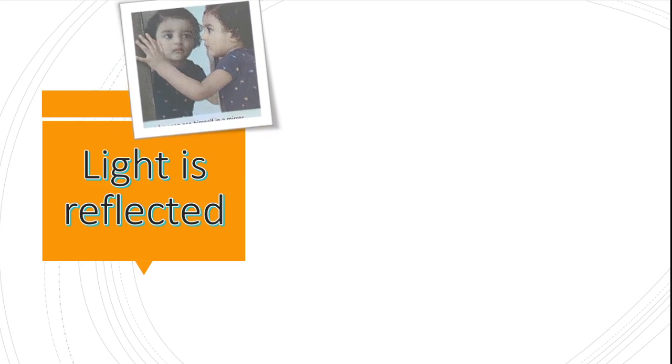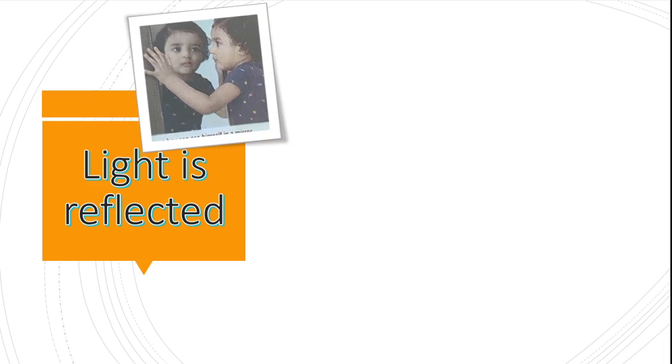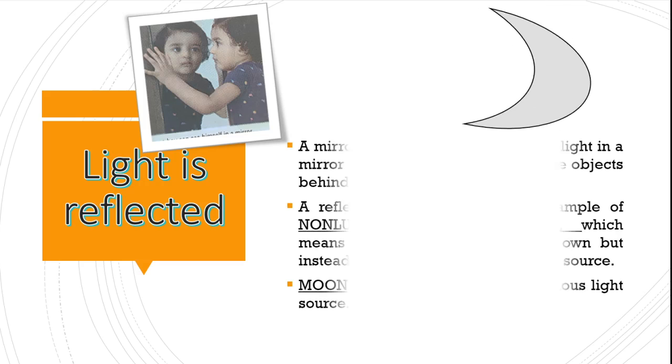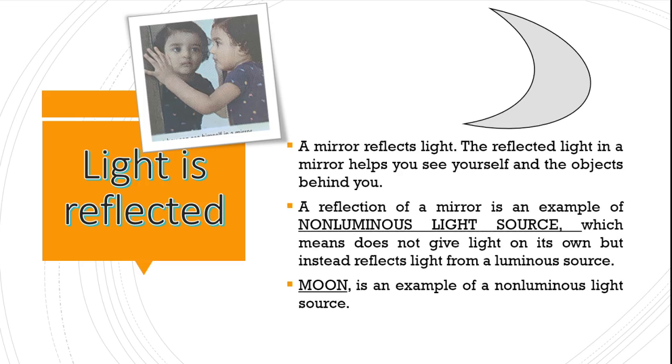Fourth, light is reflected. Is it possible to see an object behind you? How? That's right. You can use a mirror.